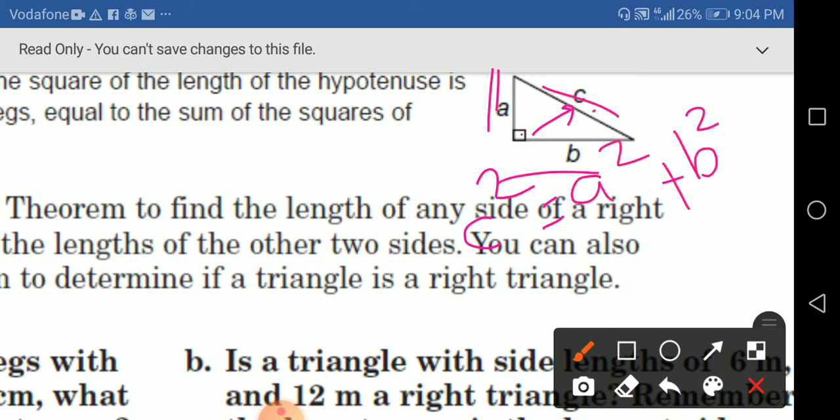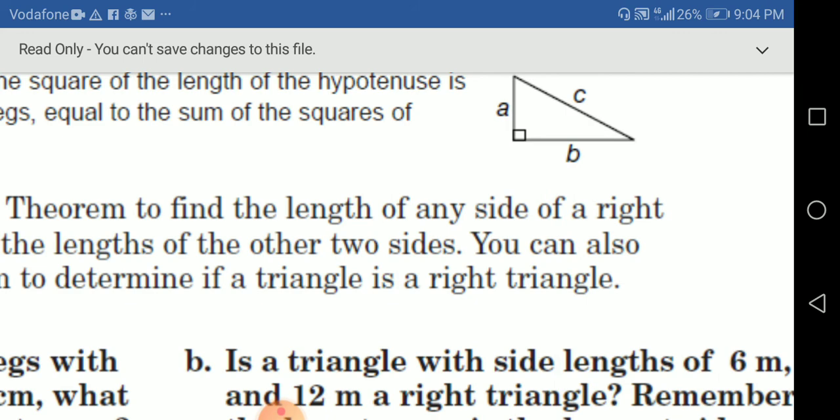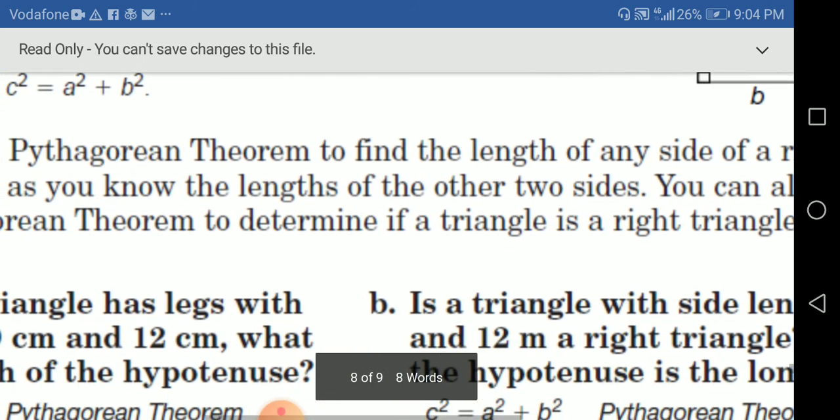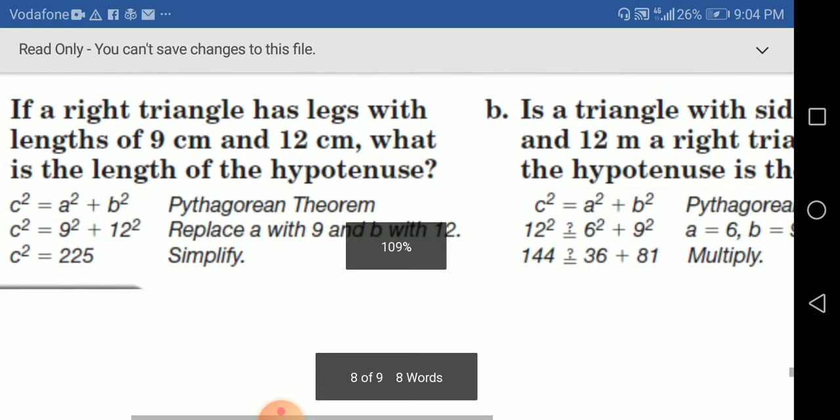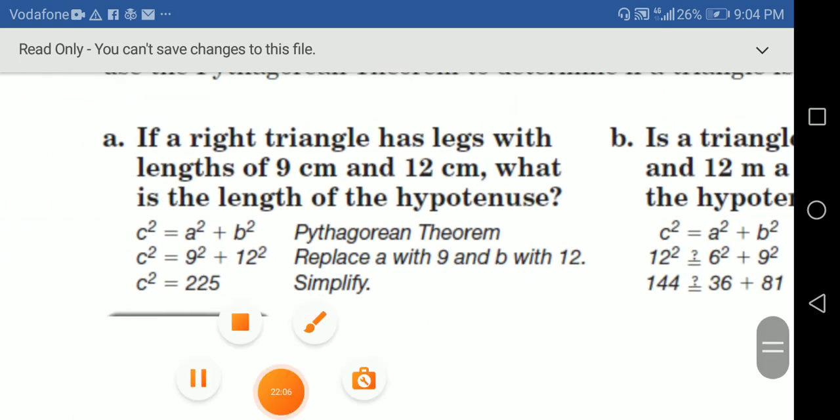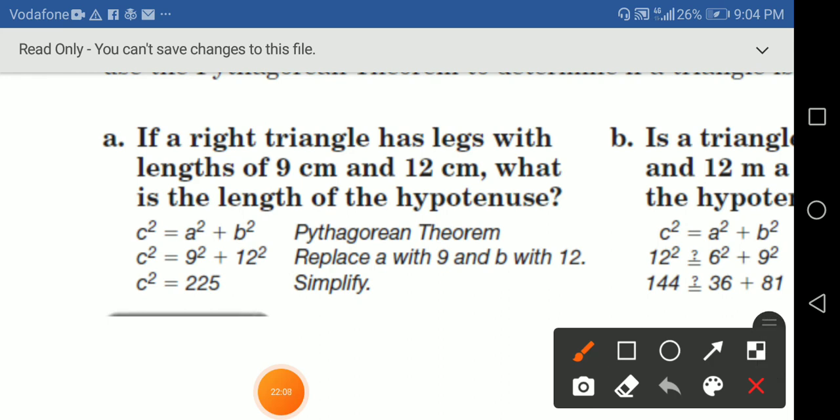c power 2 equals a power 2 plus b power 2. So if I have two side lengths and I need to know the third one, it's easy by using the Pythagorean theorem. If a right angle triangle has two legs with lengths of 9 and 12, what is the length of the hypotenuse? He gives me the two legs, and he asks me about the hypotenuse.